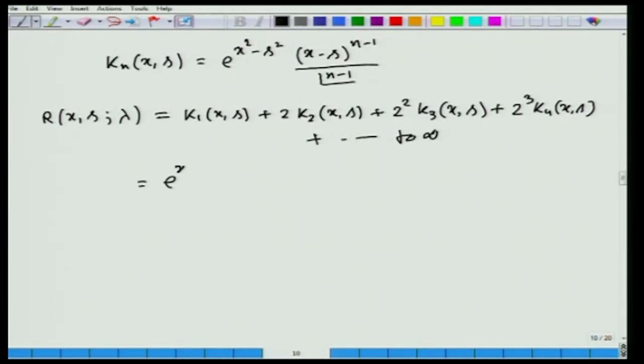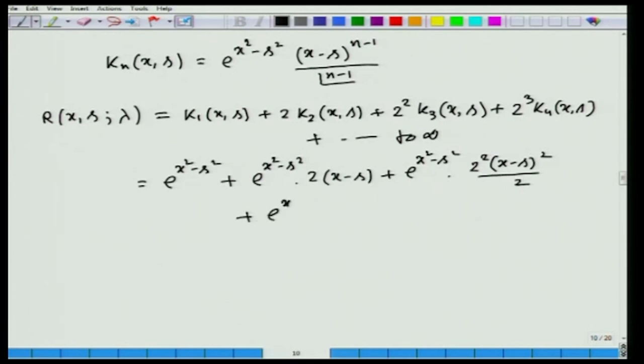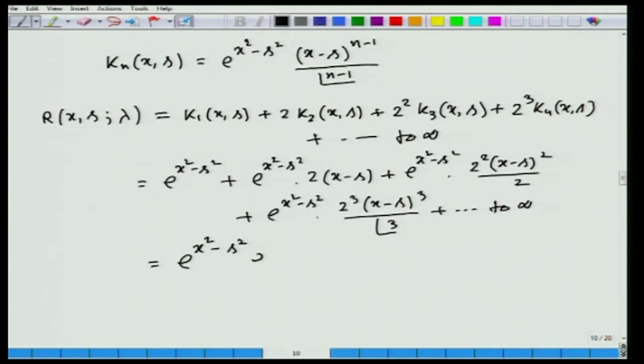And this is equal to e to the power x² minus a² plus e to the power x² minus a² into 2 times (x minus s) plus e to the power x² minus a² times 2² (x minus s) whole square by 2 plus e to the power x² minus a² times 2³ (x minus s) whole cube divided by factorial 3 plus and so on up to infinity. And clearly this is equal to e to the power x² minus a² times e to the power 2(x minus s). So this is our resolvent kernel for the given problem.